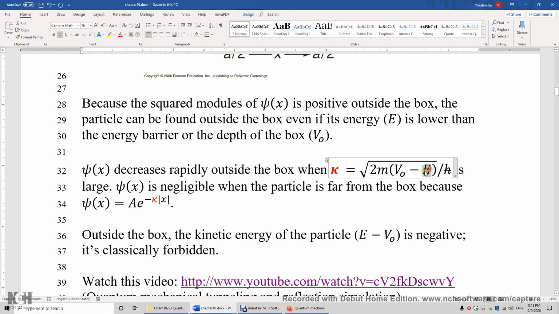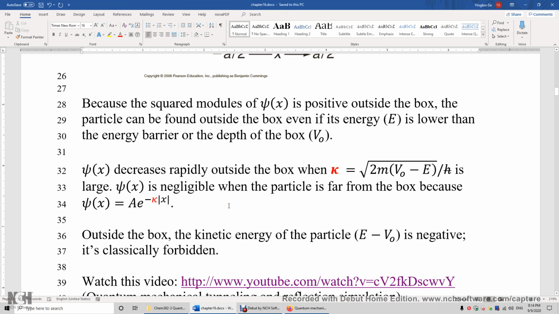However, when E is very close to V0, so V0 minus E is small, then kappa is small. When kappa is small, that means the tunneling effect is significant. You can find the particle far away from the box. And now let's look at the mass. When the mass is large, kappa is large, the tunneling effect is small. When m is small, kappa is small. When kappa is small, this exponential function decreases slowly. That means you will observe more significant tunneling effect for much lighter particles.